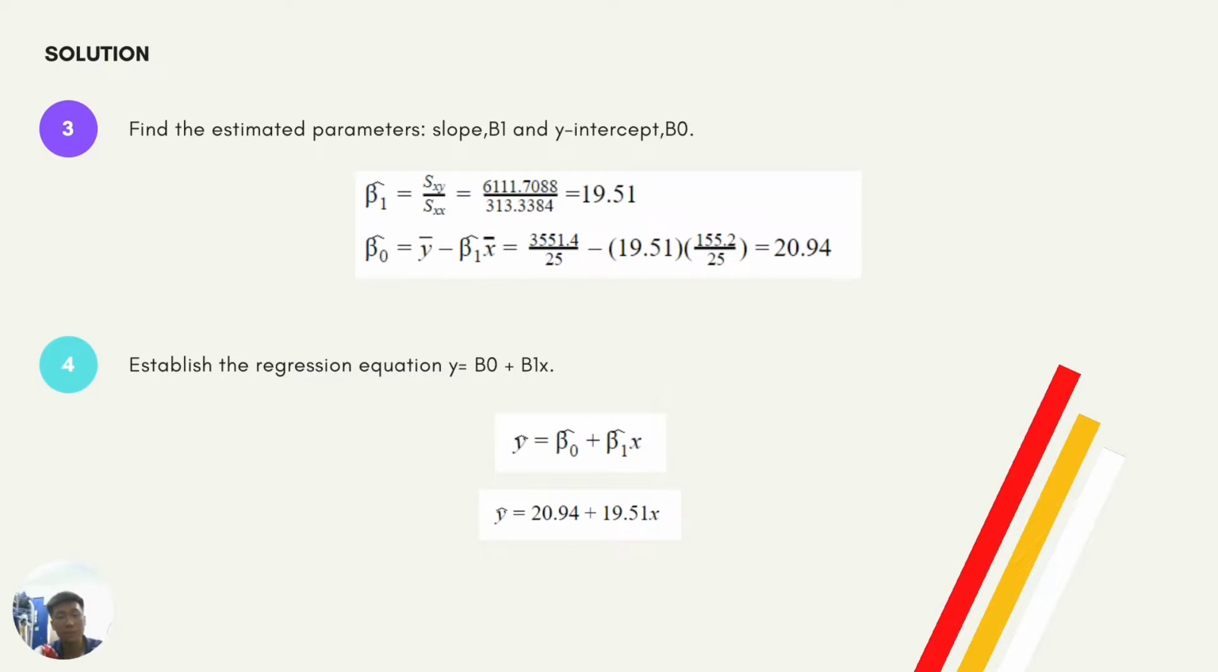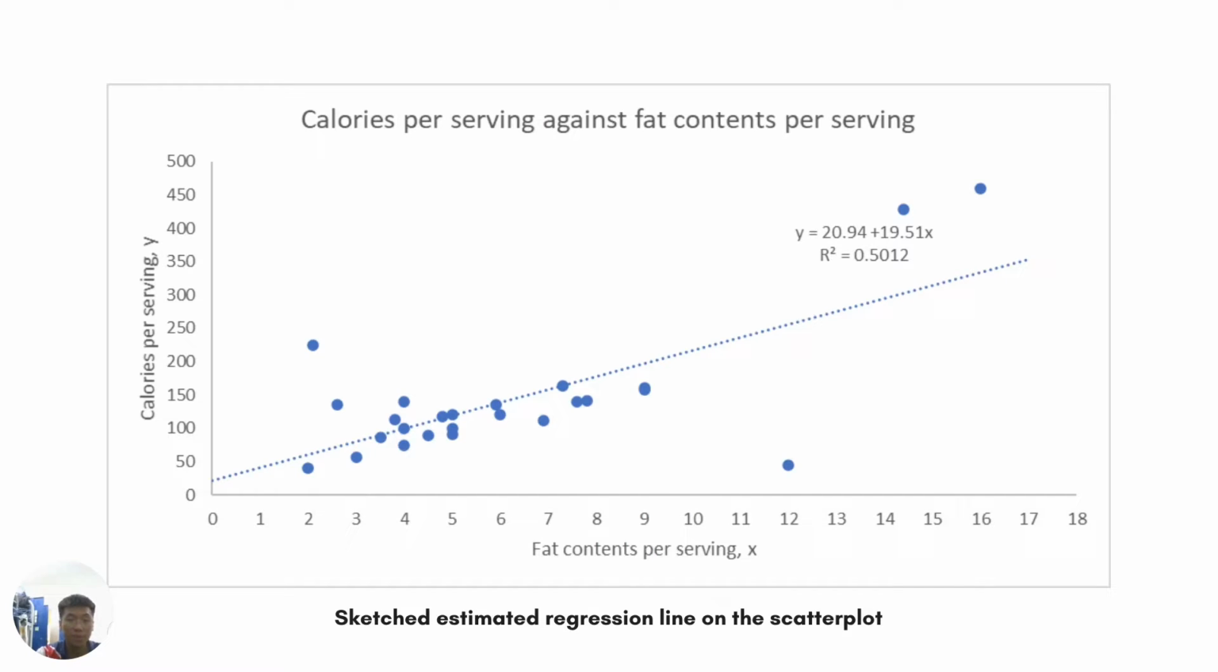Third step, find the estimated parameters, slope b1 and y-intercept b0. We simply divide SXY by SXX to get b1, 19.51, and subtract b1 times x bar from the mean of the y variable to get b0, 20.94. Lastly, establish the regression equation y equals b0 plus b1x with all the parameters. So we find the simple linear regression model is y equals 20.94 plus 19.51x, and sketch the line. This is our example of the sketched estimated regression line on the scatter plot.